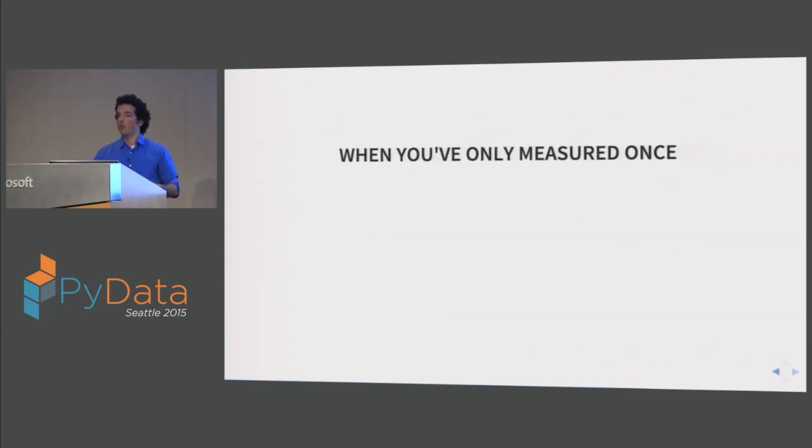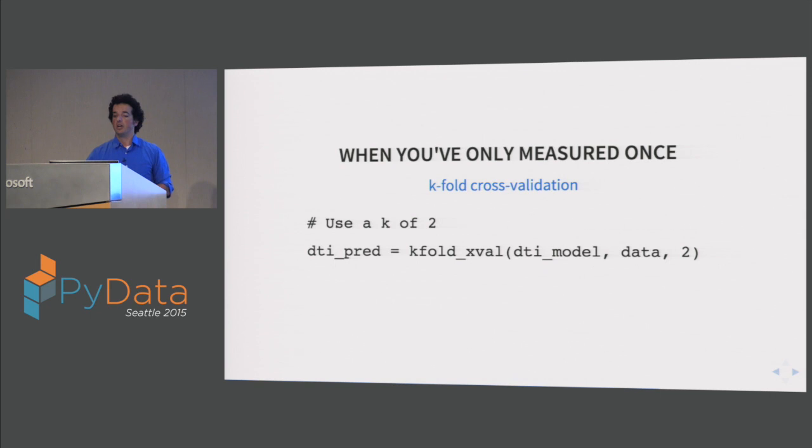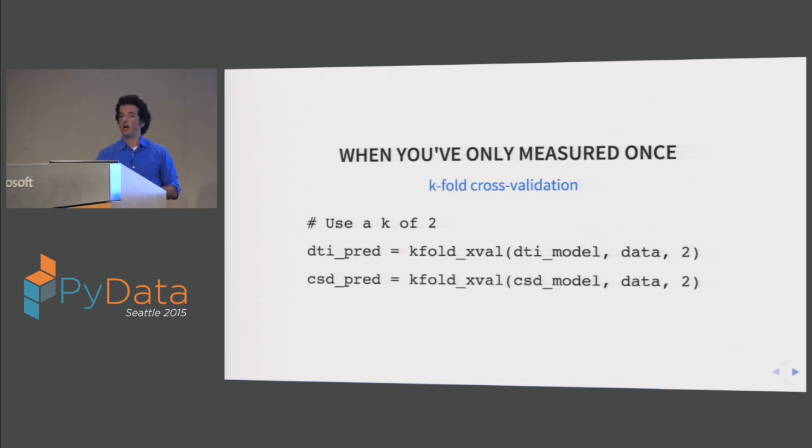Now, you might ask, what if you've only measured once? Most practitioners only measure once. Well, we've developed a k-fold cross-validation API that allows people to provide us with their model, provide us with their data, and then what kind of split they want to do on the data. And they can then use this API. Part of the magic that makes this API able to work across different models is the fact that we've implemented a similar fit and prediction API across the different models.